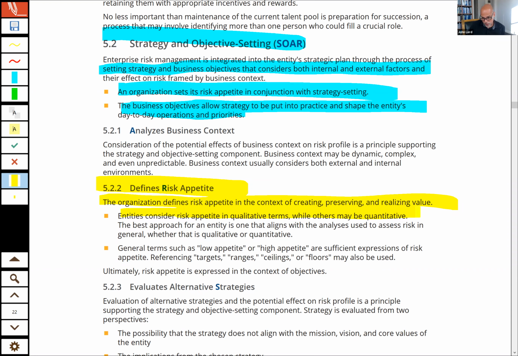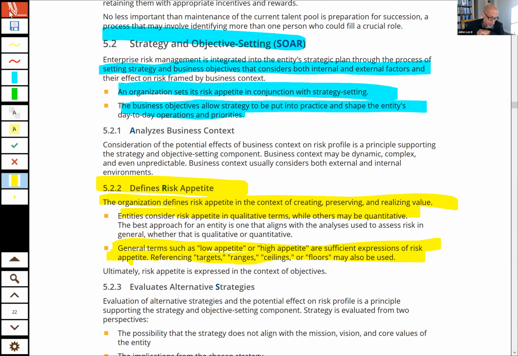So, hey, I'm willing to take this much loss from an accident, not dollar amount, but what it does to the reputation of the company, okay? So you can have a low risk appetite, high risk appetite are ways of expressing your risk appetite, and referencing targets, ranges, ceilings, or floors may also be useful.